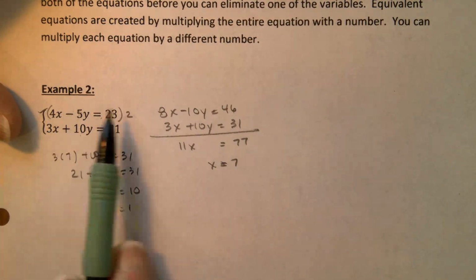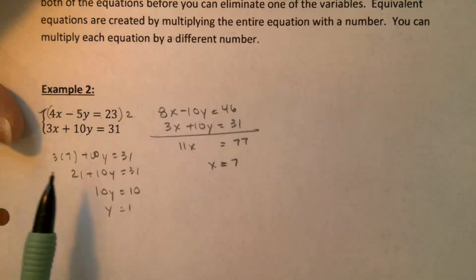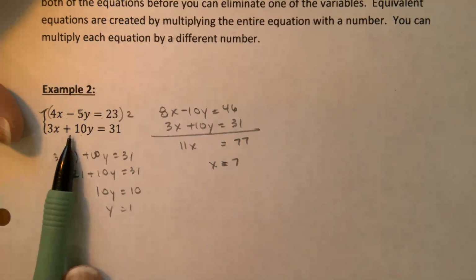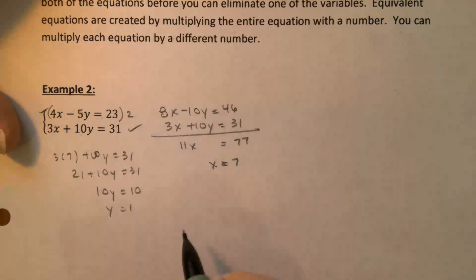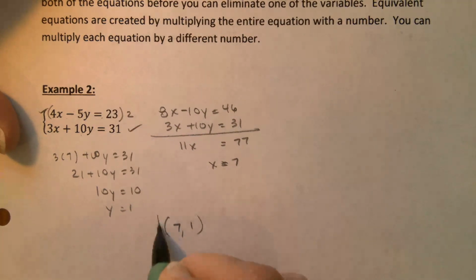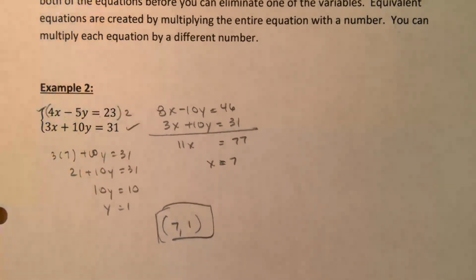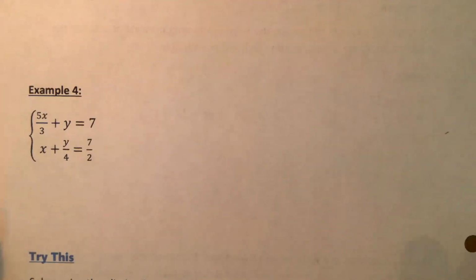And again, I used my original equation. I didn't use this one. And this would be 21 plus 10 equals 31, so that works. So my solutions then are 7, 1. Make sure you put them as an ordered pair in the correct order. Okay, let's look at example 3.